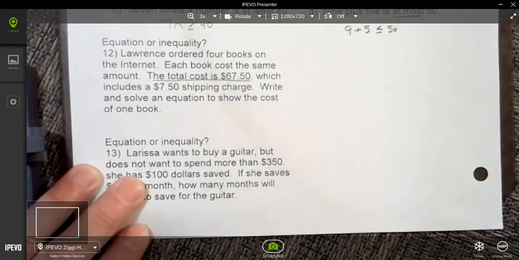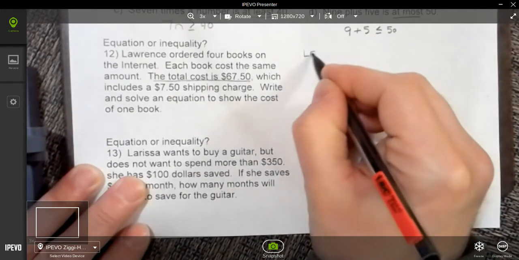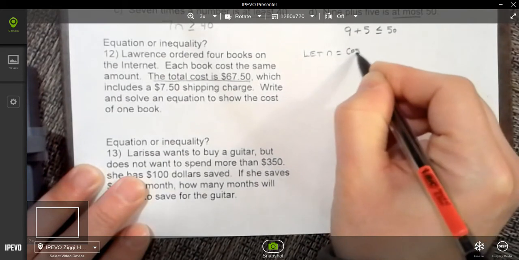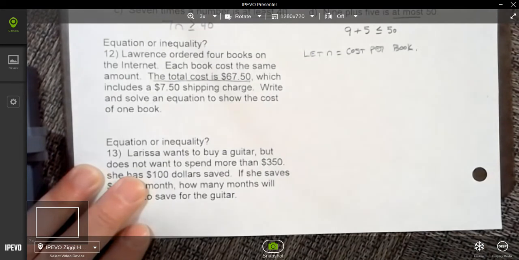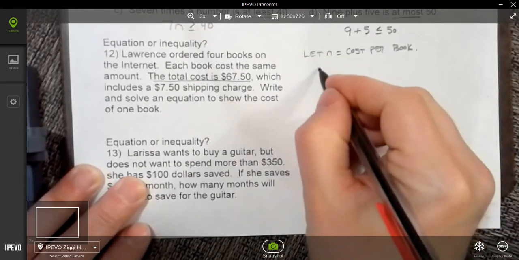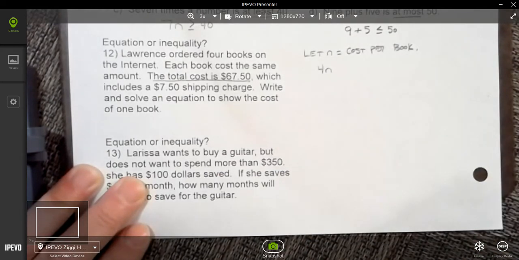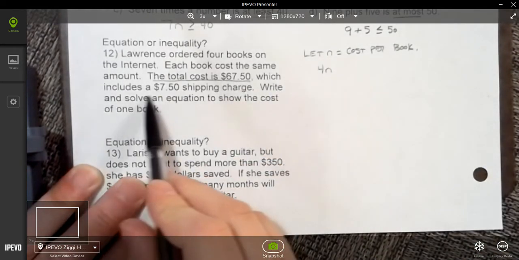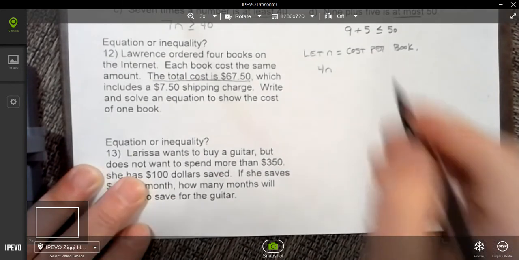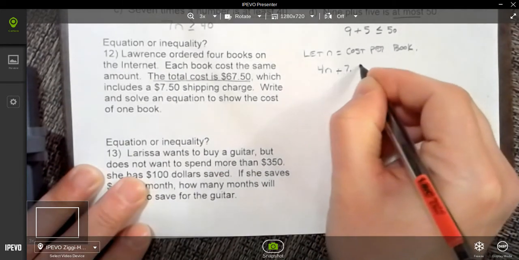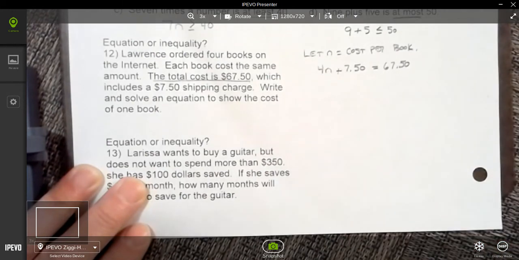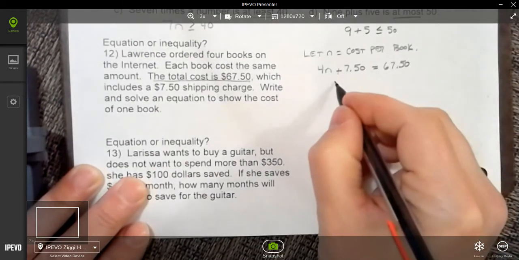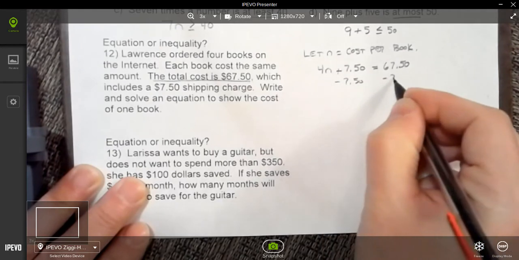So what I'm going to do is write my let statement here. I'm going to say let n equal the cost per book, and then I'm going to try to create my equation. Well, reading my keywords here, I know I'm buying 4 identical books, so I'm going to have 4n. And I know the cost was $67.50, and that included a $7.50 shipping charge. So I'm going to have plus $7.50, and that equals the total of $67.50.